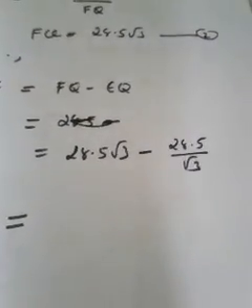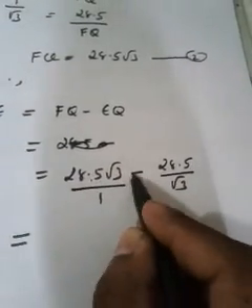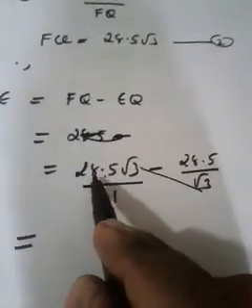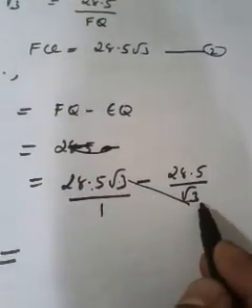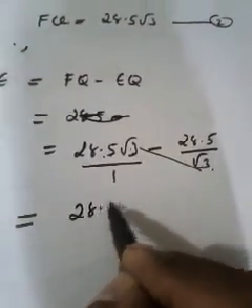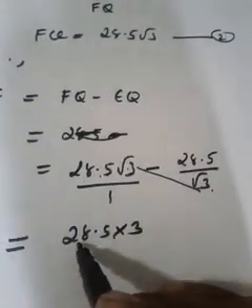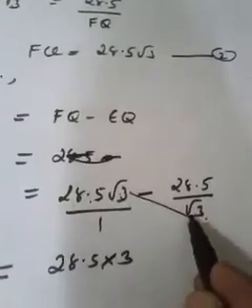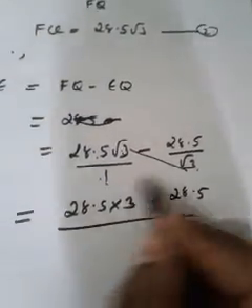Okay, we have to find out the final answer and you can cross multiply. What is 28.5 √3 into √3? You can cross multiply in this way. You know, √3 into √3 is 3. So it will be 28.5 into 3, because √3 into √3 is 3 now. Minus 1 into 28.5 is 28.5 and 1 into √3 is √3.